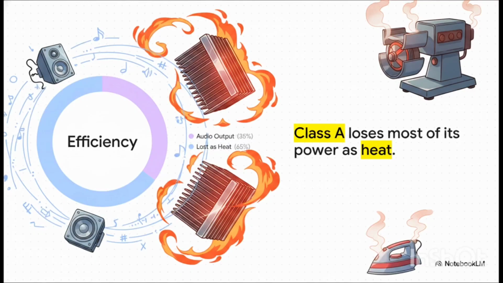To put that into perspective, a 200-watt Class A amp consumes about 800 watts of continuous power. Running that in your living room is literally like leaving an 800-watt iron or a mixer grinder running non-stop. You need these massive, heavy metal heatsinks just to stop the thing from melting. It'll literally heat up your whole room.